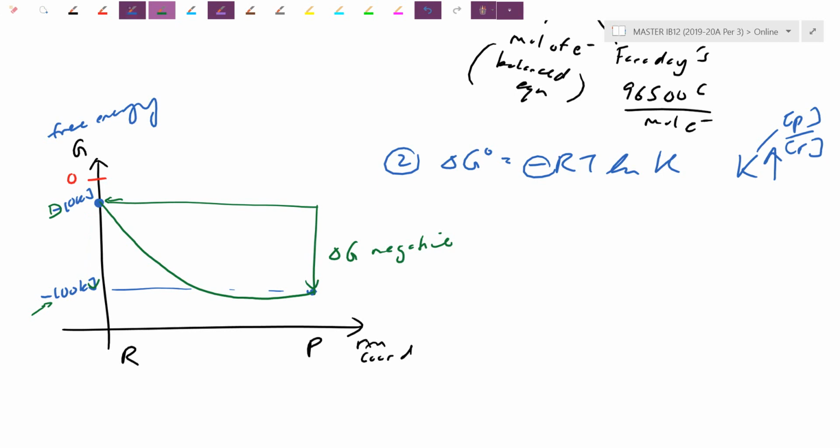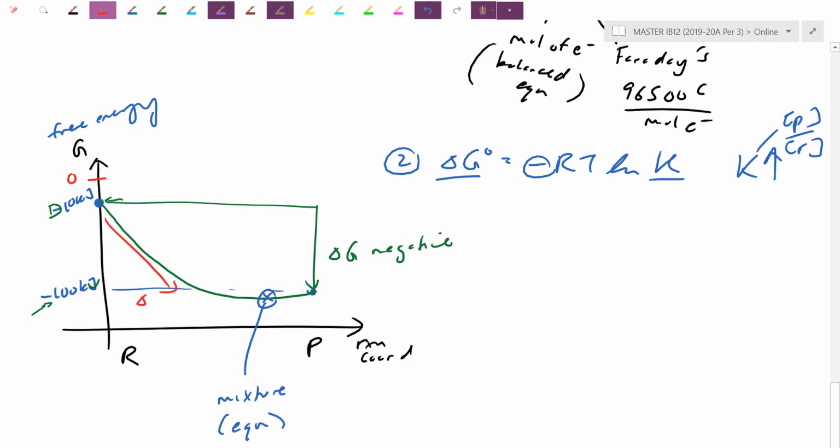Because of this relationship between delta G and K, we're going to find mixtures are always going to be the equilibrium position. You can imagine as reactants, we have a negative delta G as you fall towards this equilibrium position, so delta G is less than 0. When I have pure products, I can't make as much of a mess as if I had two different chemicals. The delta G is also negative going towards this equilibrium position.